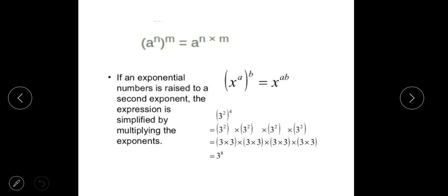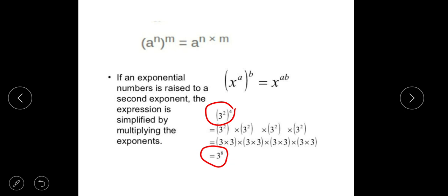Look at an example, 3 square all raised to 4. Here 3 square is to multiply itself 4 times. 3 square raised to 4 means what? 3 square into 3 square into 3 square into 3 square, right? Actually, how many 3's have we multiplied here? 3 square means 3 into 3, right? So how many 3's now? 3 is multiplied to itself 8 times. So the final exponential form we get is 3 raised to 8.